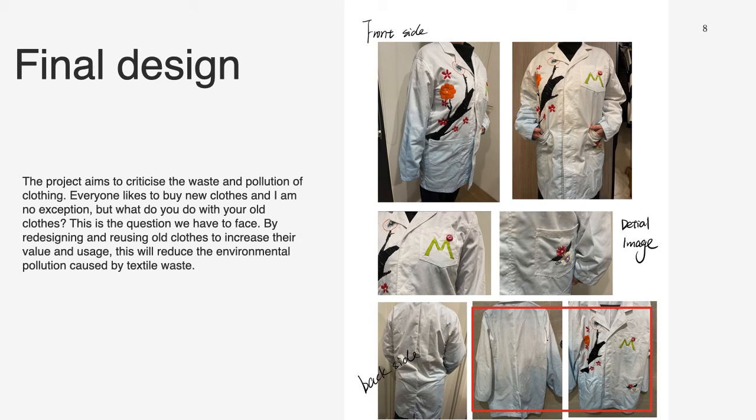The project aims to criticize the waste and the pollution of clothing. Everyone likes to buy new clothes, and I'm no exception. But what do you do with your old clothes? This is a question we have to face. By redesigning and resolving old clothes to increase their values and usage, this will reduce the environmental pollution caused by the textile waste.